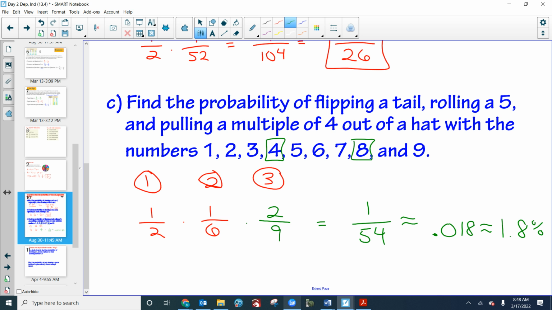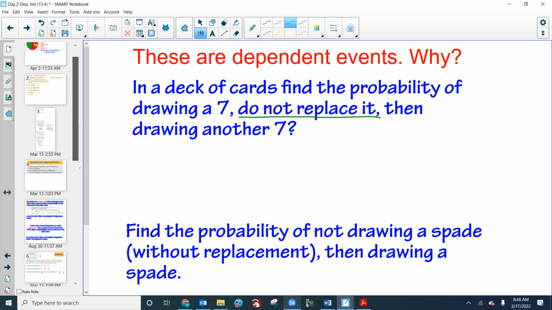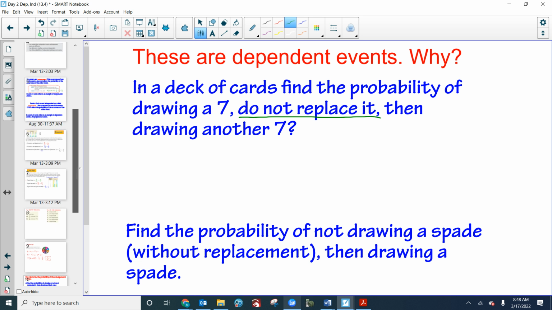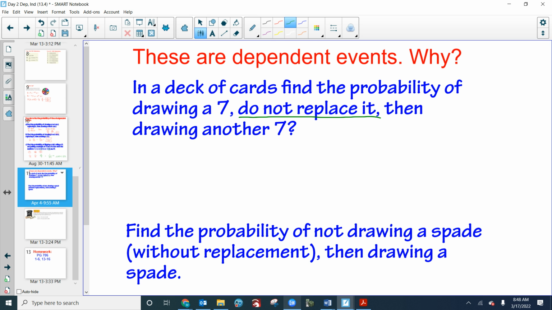On to dependent events. In a deck of cards, find the probability of drawing a 7. Do not replace it. Then drawing another 7. Okay? So we've got our deck of cards. Drawing a 7. Do not replace it. And then drawing another 7. Oh, I lost it. I had my deck of cards out earlier. All right. I think we can do this.